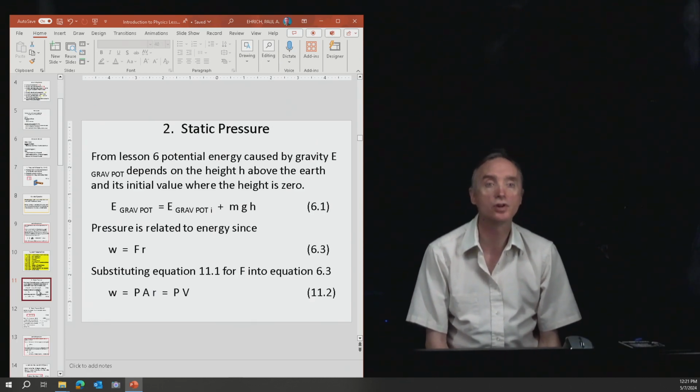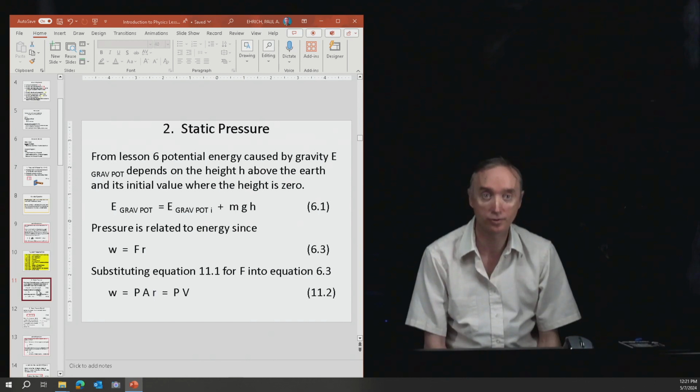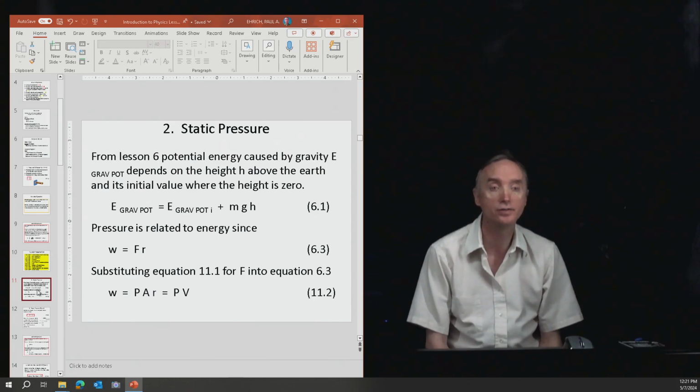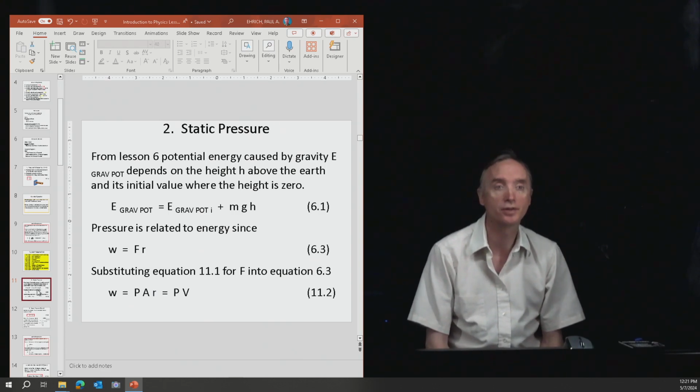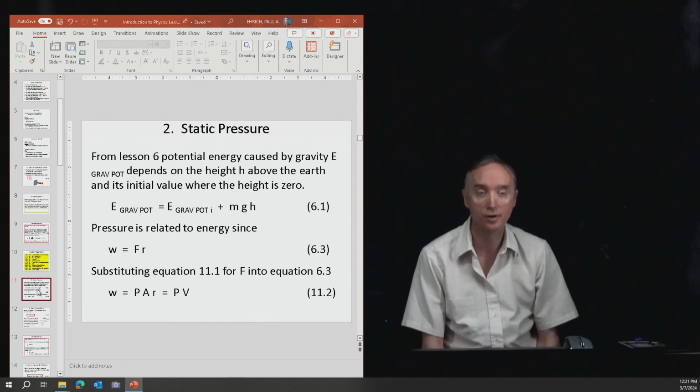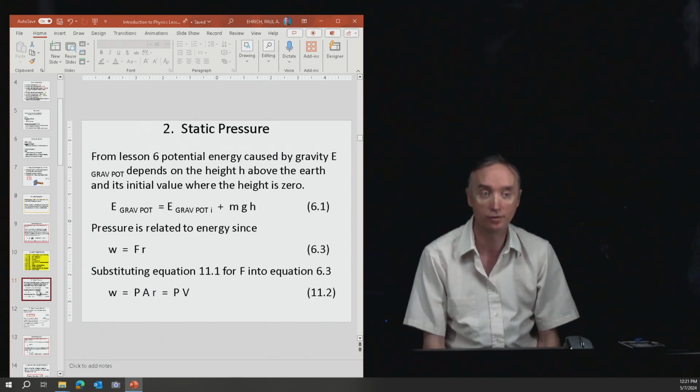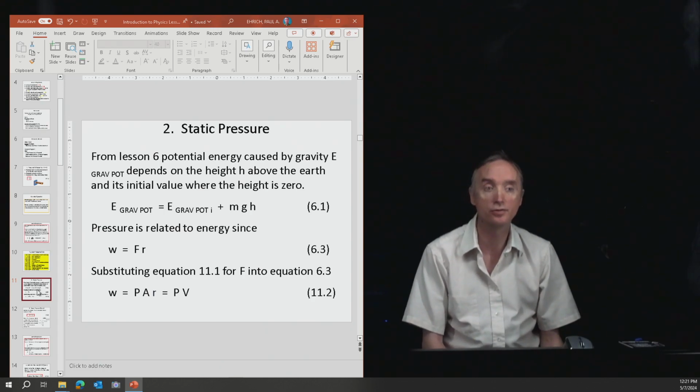Okay, now we're going to talk about a particular kind of pressure, which is going to be called static pressure. When we talked about energy in lesson number 6, we said that there were two kinds of mechanical energy: potential energy and kinetic energy. Now we'll talk about the kinetic energy part later. So for right now, let's just talk about what was potential energy. Potential energy was energy of position.